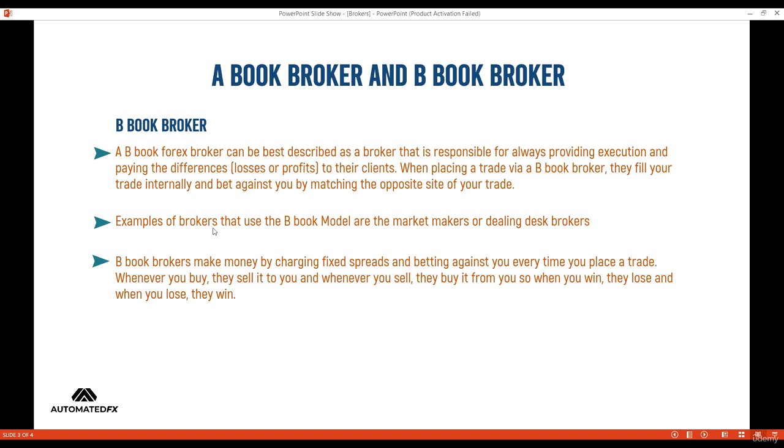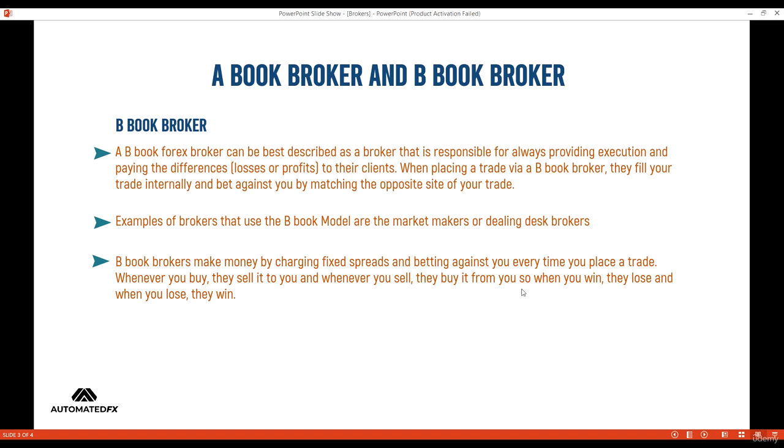Examples of brokers that use the B-book model are the market makers or dealing desk brokers. The market makers make the market. They don't direct you to the market, they actually make the market for you. And then the dealing desk brokers. B-book brokers make money by charging fixed spreads and betting against you every time you place a trade. So when you buy, they sell it to you, and whenever you sell, they buy it from you.